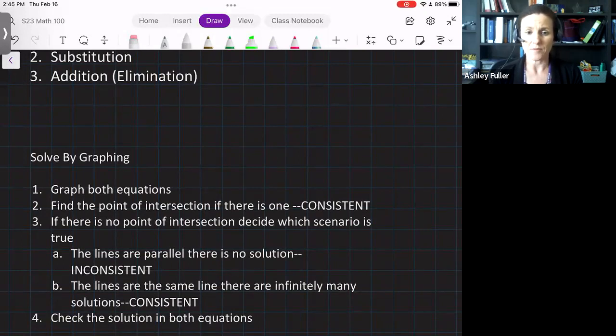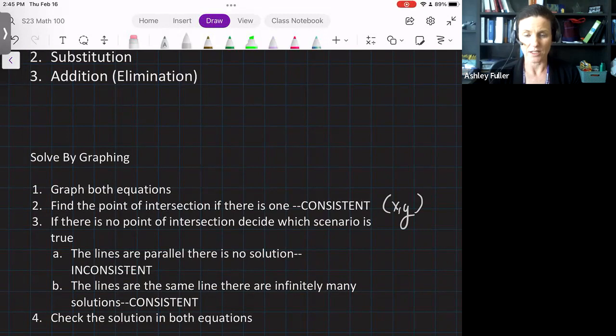Once we've graphed them, then we need to find the point of intersection if there is one. If there is one, the solution will be listed as an ordered pair with an x and a y that works in both equations. This is called a consistent system with one solution.